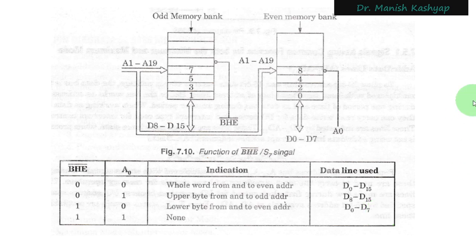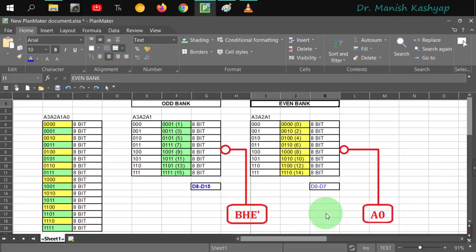In this table also, whenever A0 is 0, then the corresponding bank was activated, because if A0 is 0, in this case we were transferring the whole word, and if A0 is 0 here, we were transferring the lower byte from n to even address, right? So this is what we have seen in this case also. So whenever A0 is 0, because of this NOT gate, this memory will become activated, and that's what we want. So this is A0, right?